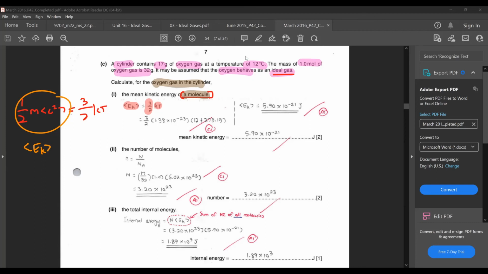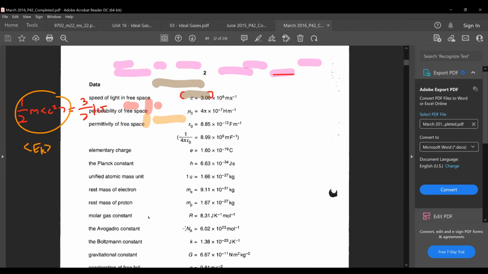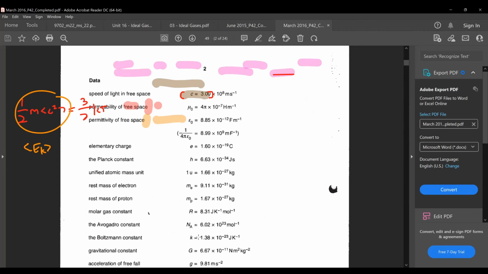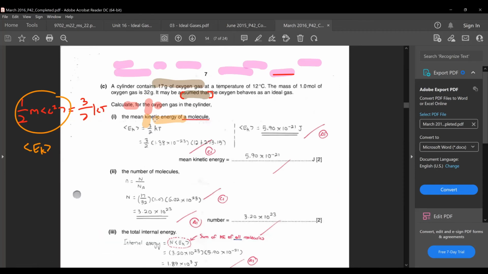Okay? So 3 over 2, the Boltzmann constant is 1.38 times 10 power minus 23. This one you can get from the second page of your data sheet, sorry, the second page of your exam paper, where it is usually listed. This is the value of your Boltzmann constant, 1.38 times 10 power minus 23. You can also get the values from the notes now. It's a shortcut. All right, so your value of k is this.